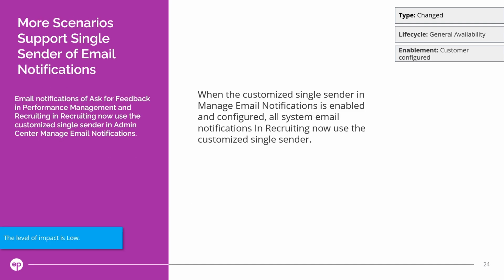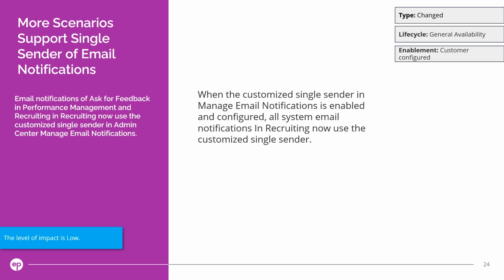This new enhancement simplifies the configuration needed to define the sender of recruiting email notifications. In the past, if single sender was enabled, some recruiting notifications would use the single sender, but others would use a setting in Manage Recruiting Settings called Return Email Address. With this change, all automatic emails coming from the recruiting module will use the single sender defined in Manage Email Notifications.